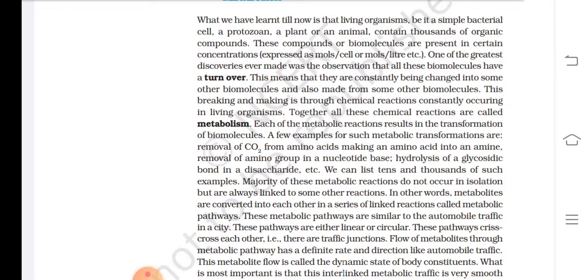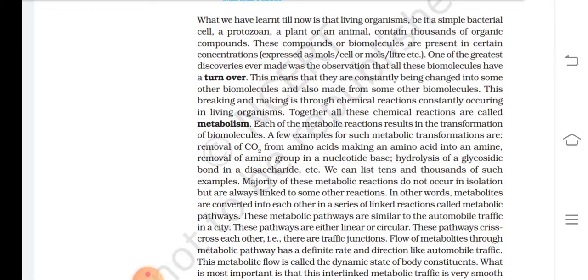Each of the metabolic reactions results in the transformation of a biomolecule. A few examples of such metabolic transformations are removal of CO2 from an amino acid making an amino acid into an amine, removal of an amino group in a nucleotide base, hydrolysis of a glycosidic bond in a disaccharide, etc. We can list tens and thousands of such examples. Majority of these metabolic reactions do not occur in isolation but are always linked to some other reaction. In other words, metabolites are converted into each other in a series of linked reactions called metabolic pathway.